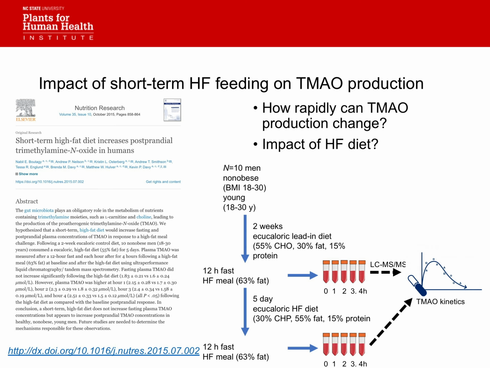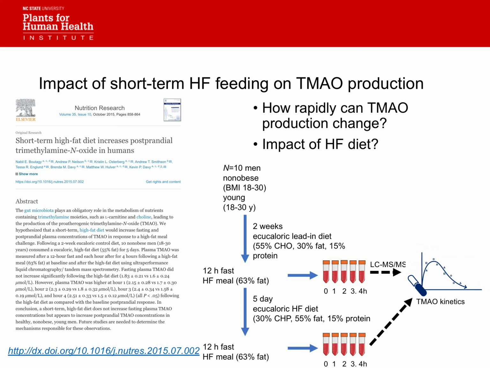So we had these subjects, and basically what we did is we gave them a lead-in diet, just a control diet, and then we gave them a high-fat meal, okay? Anybody want to guess what it was? Close. Well, it did have a decent amount of protein. We basically got Jimmy Dean breakfast sandwiches, 63% fat, okay?